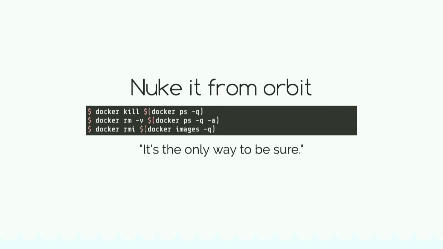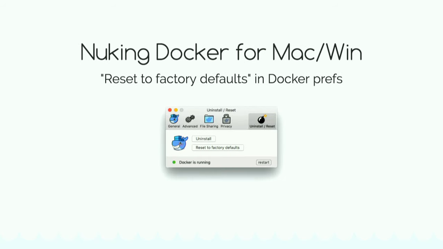If you're running on Mac OS or Windows, there's a lot easier way. You can actually go into the Docker preferences and reset to factory defaults. This will wipe everything off of your system and provide you with a clean, back-to-factory state. This is one of the nicest features of Docker for Mac and Windows, the ability to wipe everything out with just a few button clicks.